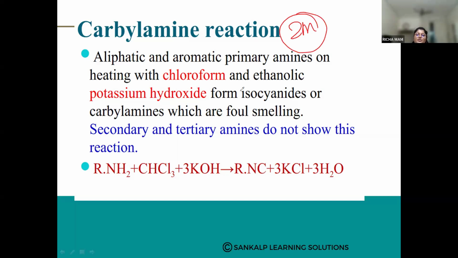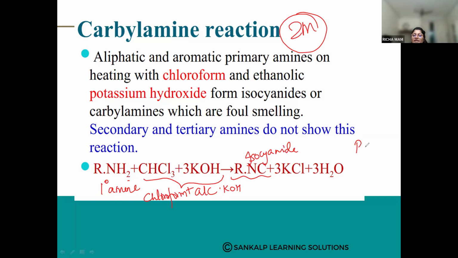Two marks, very important. So this is a primary amine. We are heating it with a mixture of chloroform and alcoholic KOH. And what does it form? It forms isocyanide.